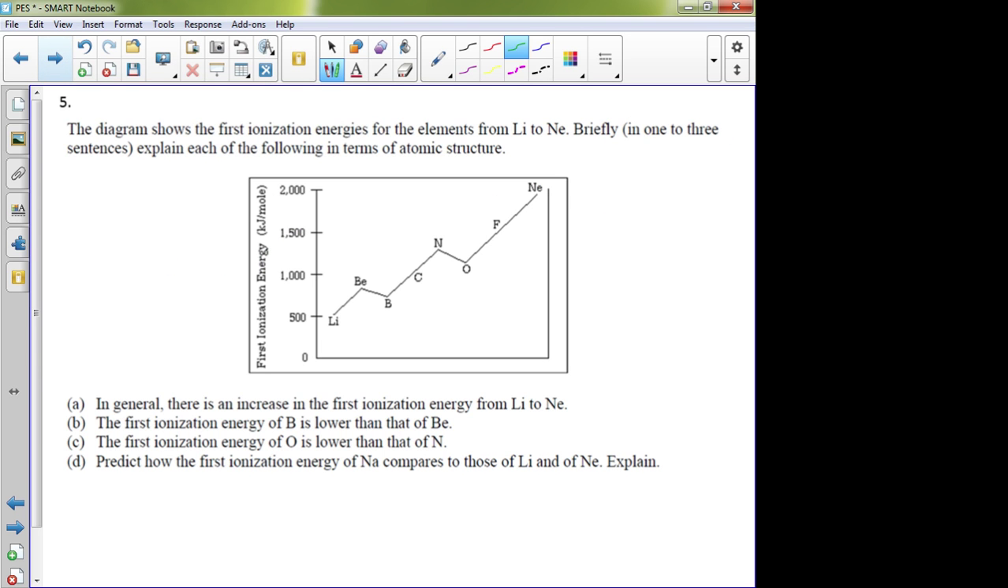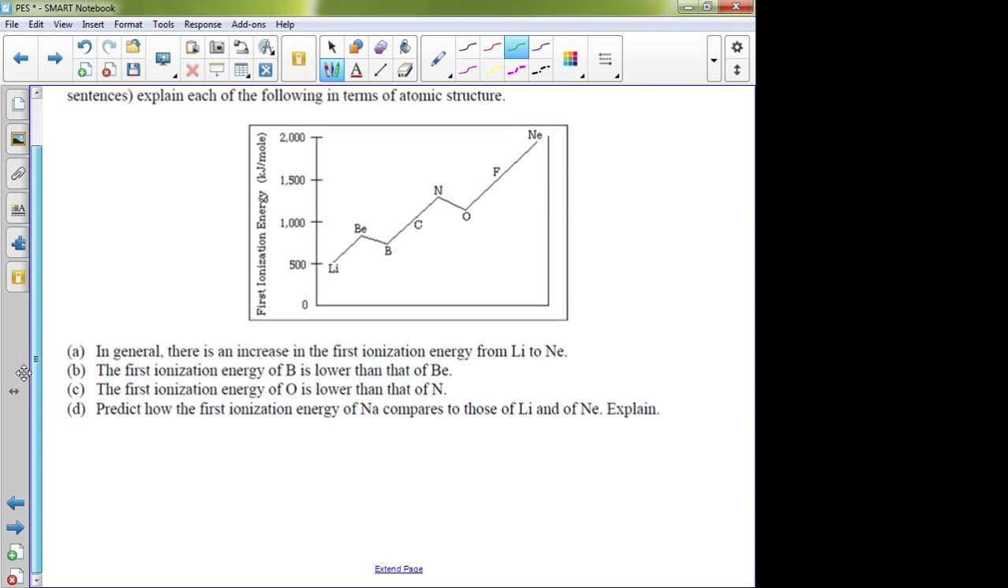All right, number 5. Here we go. The diagram shows the first ionization energies for the elements from lithium to neon. Answer briefly in 1 to 3 sentences. Remember those synthesis writings where you had to answer in 3 sentences or less? That means no matter what I write in my answer, I'm going to make sure that it's 3 sentences or less. Okay? Explain each of the following in terms of atomic structure.